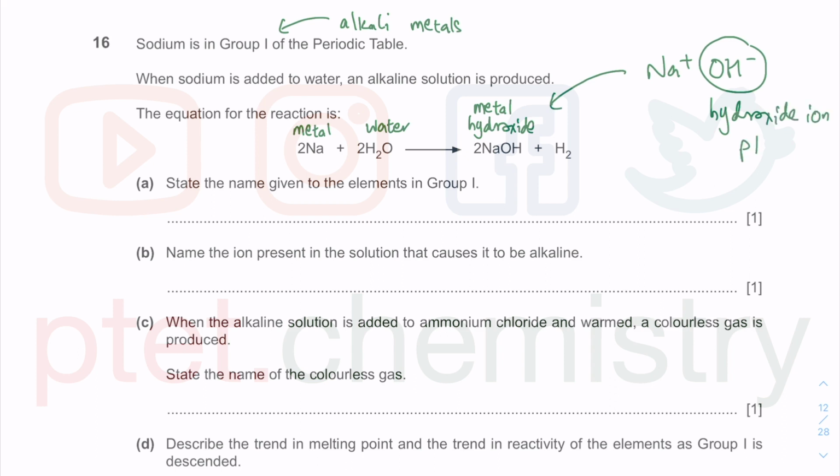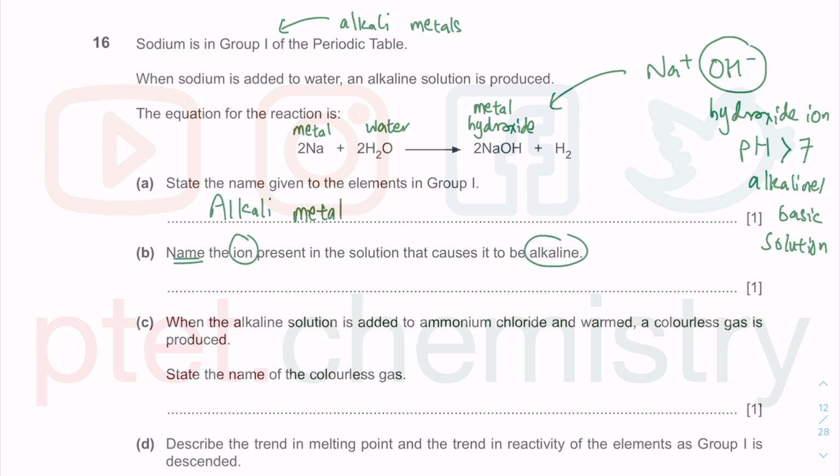Hydroxide ion is responsible for your pH being greater than 7. That is your alkaline, or basic solution. And going back to the name, you call them alkali metals because they react with water to give you metal hydroxide. Hydroxide ion gives you the alkaline or basic solution. So that's the name given for group 1 metals. They are called alkali metals. Name the ion that causes it to be alkaline.